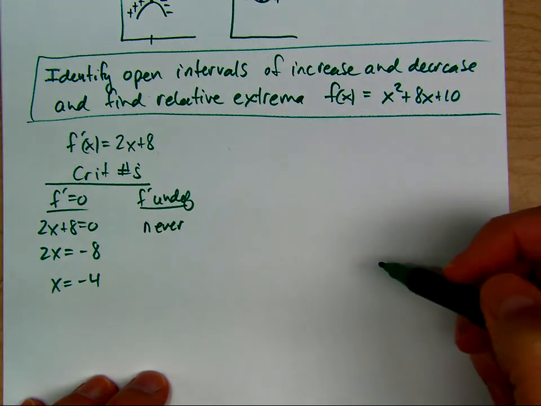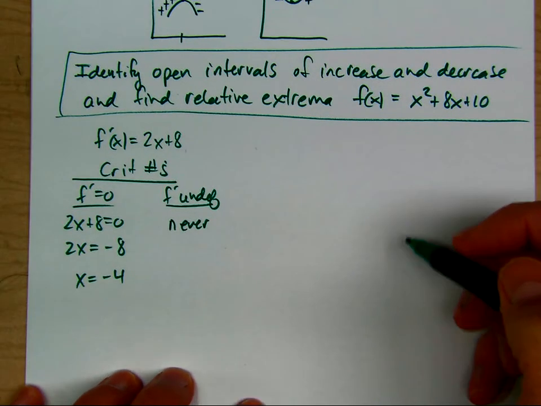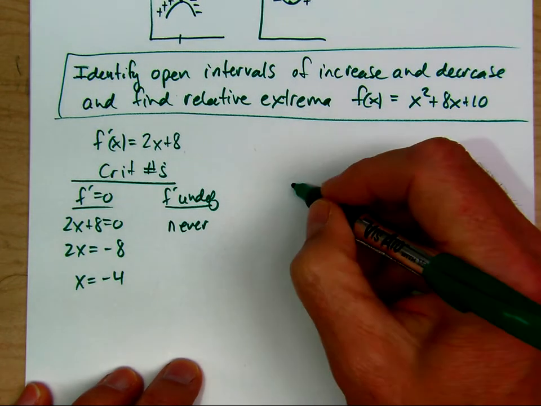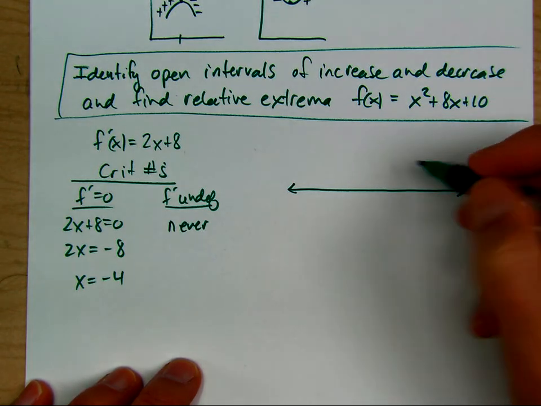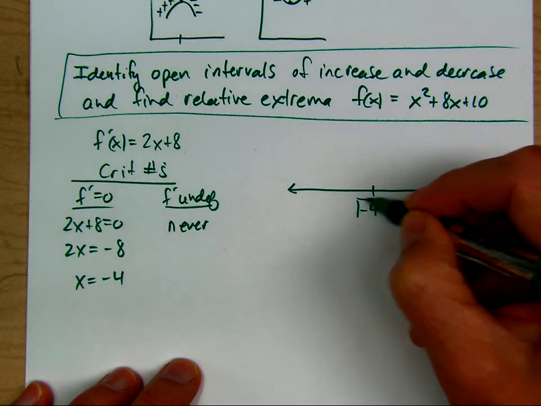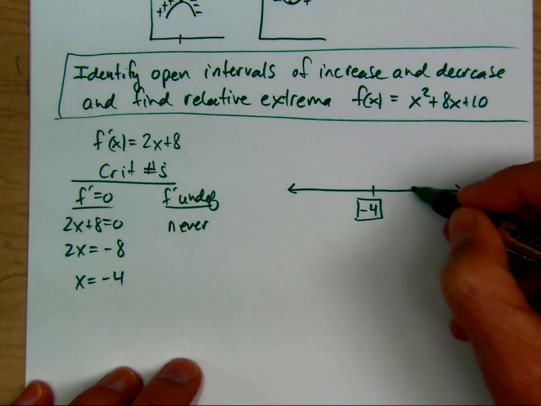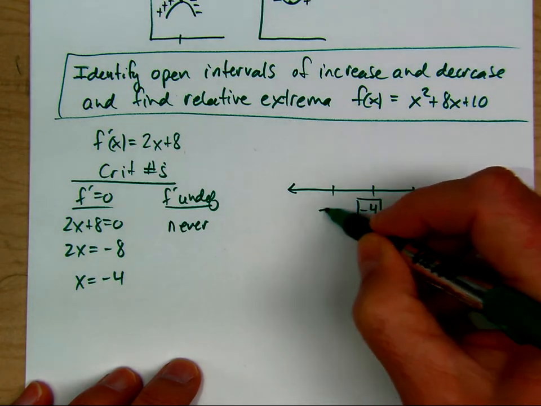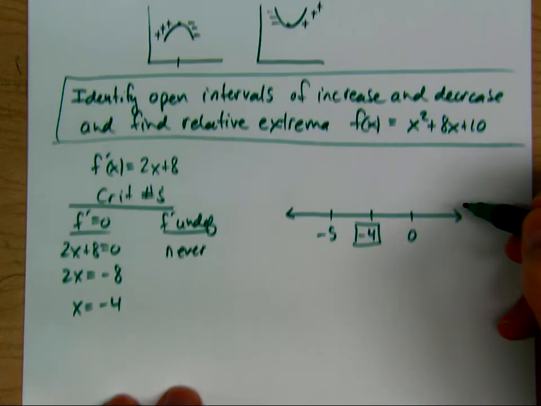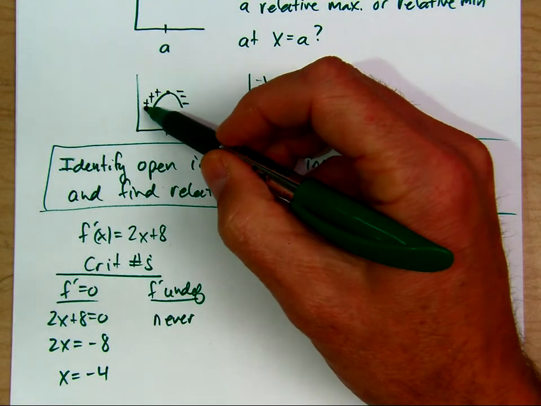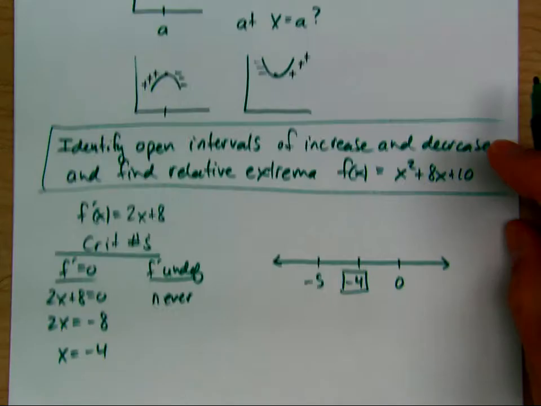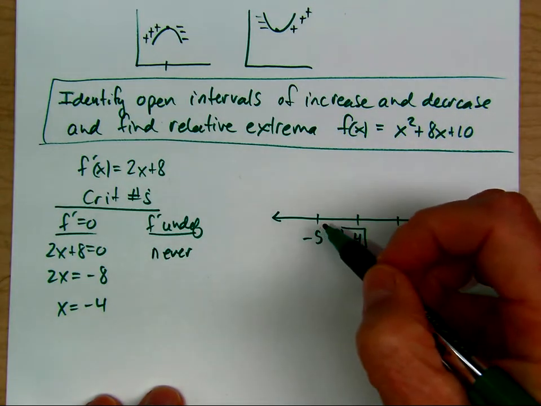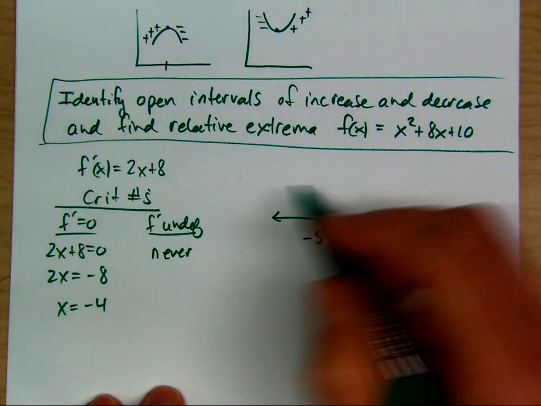It's never undefined. And let's organize this as a number line. We'll look at it as a graph, but we just don't specify the y values. We know that -4 is a critical number, so we're going to check a number to the right and a number to the left because we're looking for whether the slope is positive and then negative or negative and then positive. So we're going to find values of f prime.